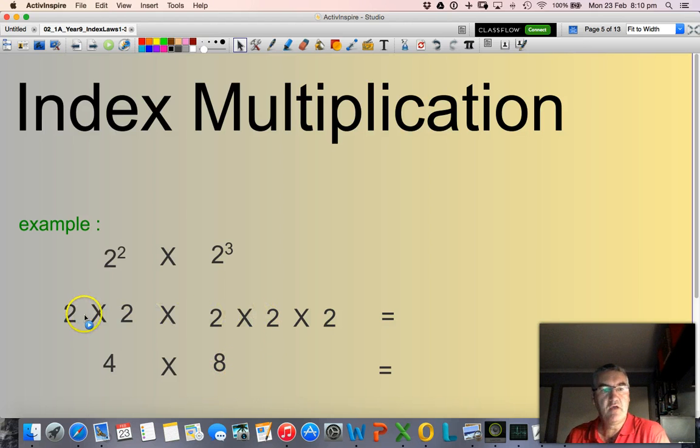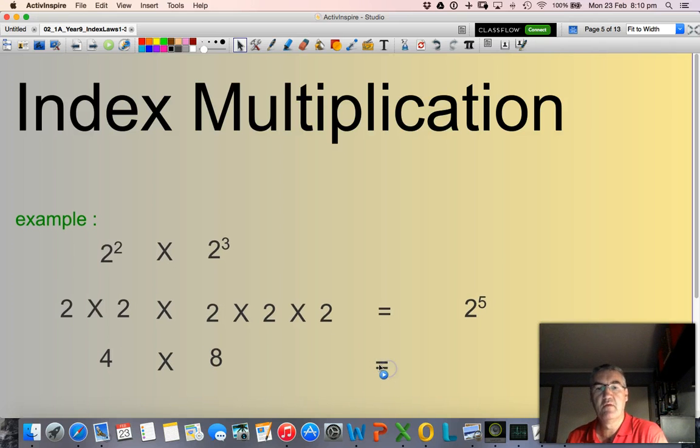Now, I can write this as an index with a base and an index. The base will be 2, and the index will be 5. Why is it 5? Because I have 1, 2, 3, 4, 5 2's here. And if I work out 4 multiplied by 8, I will end up with 32. So we can say 4 multiplied by 8 is 32, or 2 to the power of 5 is 32. Now this is just a very simple example, but this is true for all situations.